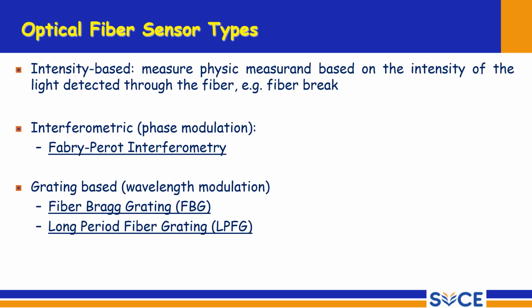Optical fiber sensor types, again we can classify this. Intensity based: the physical measurement is based on the intensity of the light detected through the fiber, for example a fiber break. Then interferometric phase modulation: Fabry Perot, that is FP interferometry, is a very popular one. And we have grating based wavelength modulation: fiber Bragg grating, that is FBG, and long period fiber grating, that is LPFG. So these are the grating based wavelength modulation techniques.